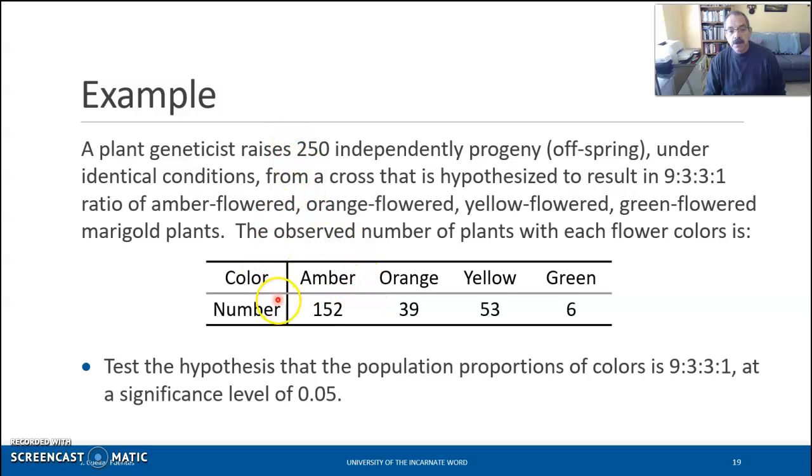So from these 250, 152 had an amber color, 39 had an orange color, 53 have yellow color, and 6 had green color. So we want to test the hypothesis that the population proportion, so the colors, is in fact 9 to 3 to 3 to 1 at a significant level of 0.05. All right.